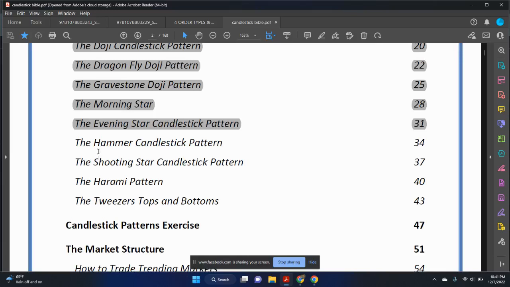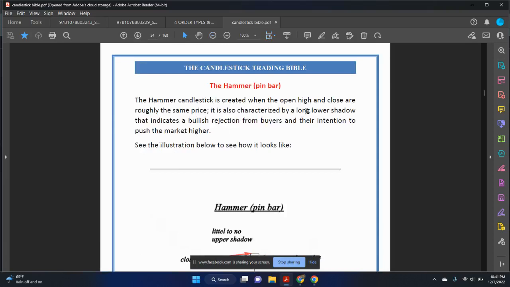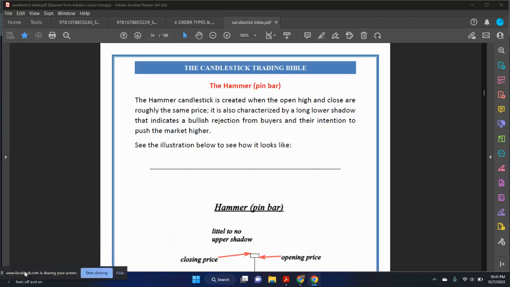All right, so let's get into it. The hammer candlestick pattern. I don't like this. All right, so the hammer candlestick pattern. I don't know. Can y'all see this?